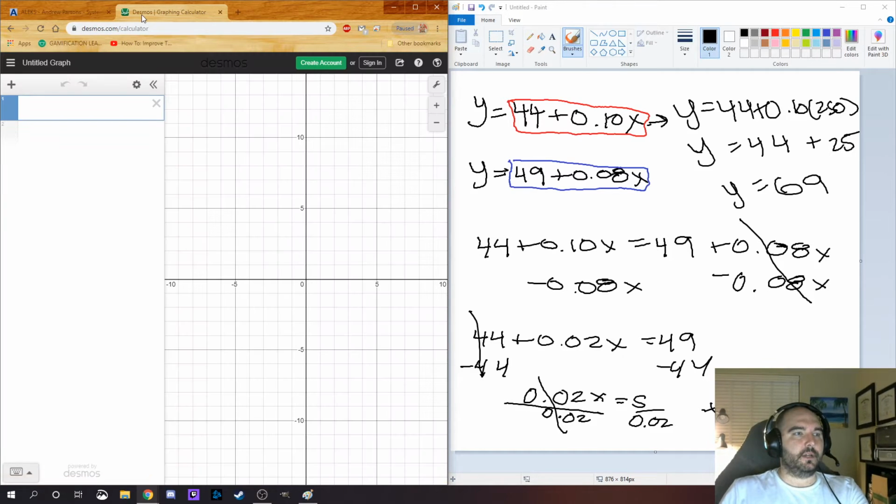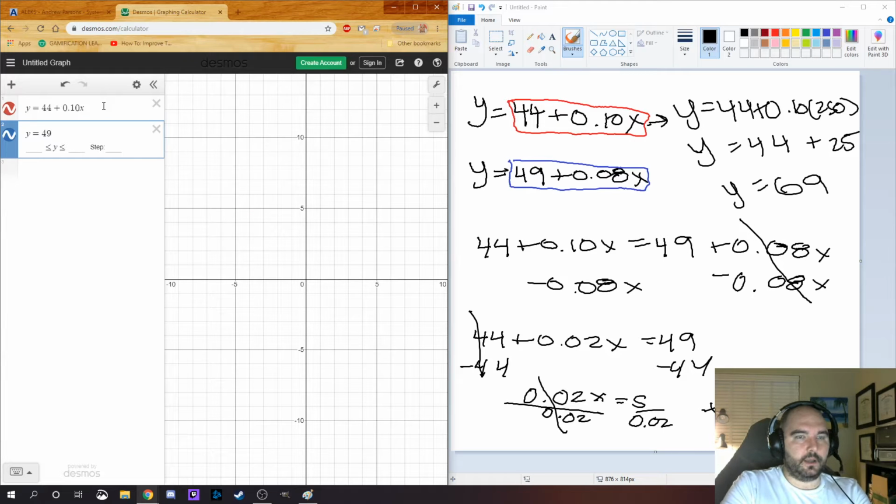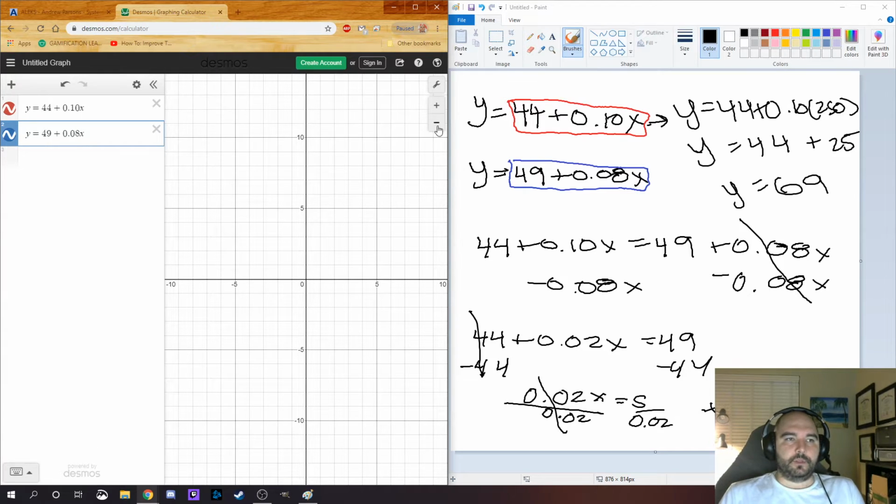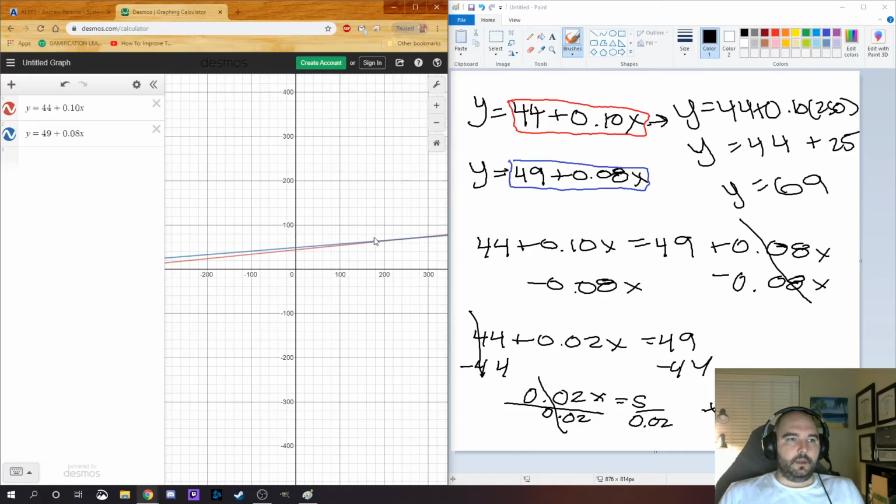If you go to desmos.com and you type in the equations you made, y equals 49 plus 0.08x. All right, the lines are graphed, but you can't see them. They're very zoomed out. And they meet at 250, 69, which means the x value, the thing you plug in, which is how many miles, and 69, the cost at the point in time where they cost the same. Now, that's just to confirm your answer is right.